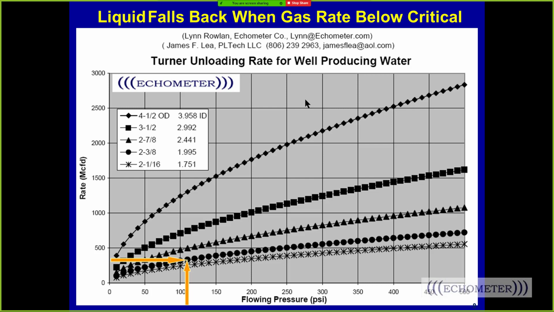So if I go to the well and shoot a fluid level and I'm below this line for a certain size tubing for these conditions, I'm going to expect to see a fluid level in the well, in the tubing. It's because it's liquid loaded and the liquid's not being carried out of the well, and it's causing the well to make less production.